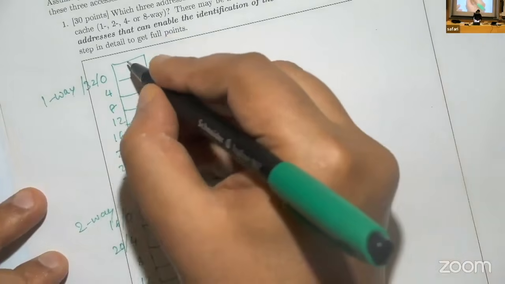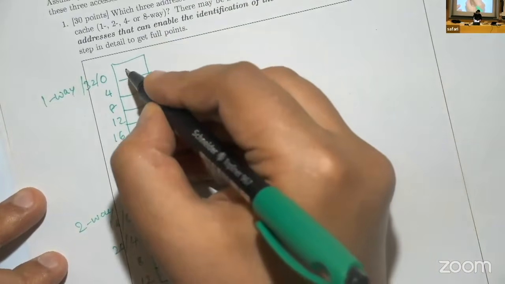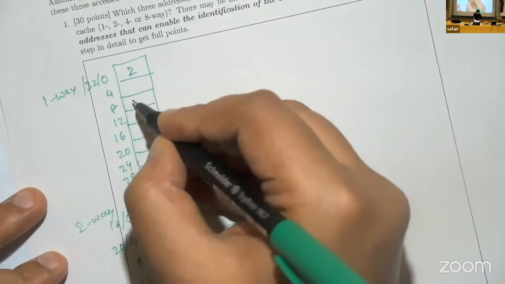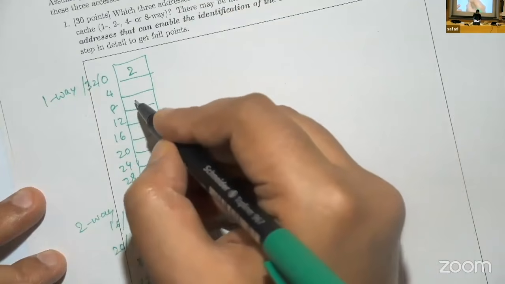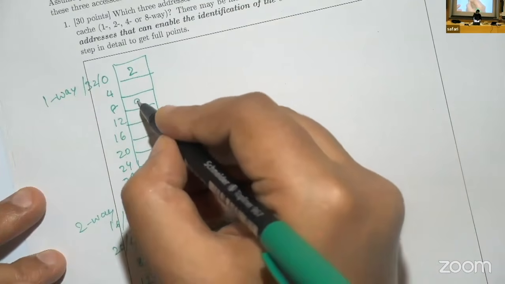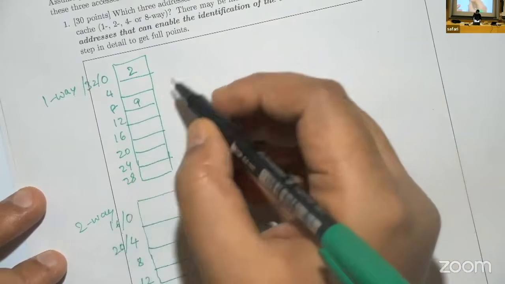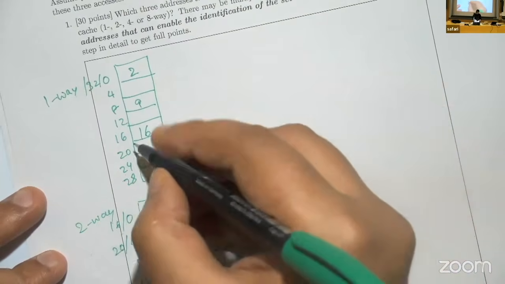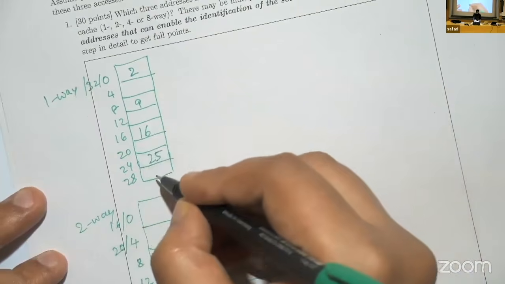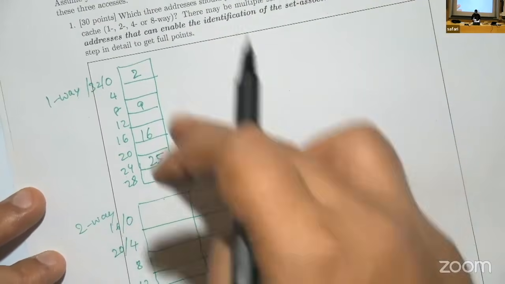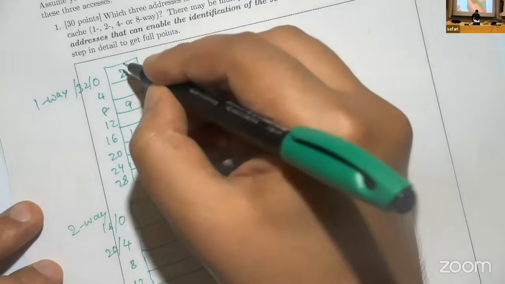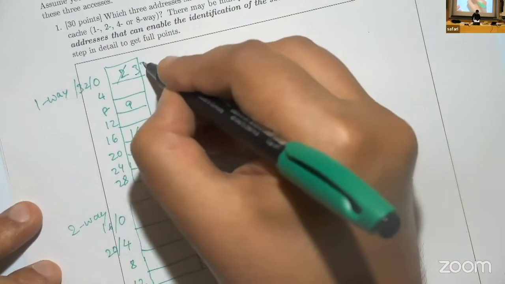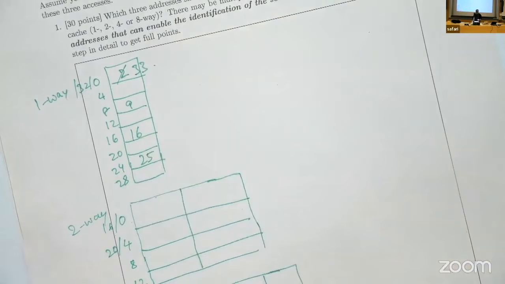So you have 2 which falls into the first block. So you have 2 here. Then 9 which is in block 3, whose starting address is 8. So you can store it here. And then 16, 25, and then 33, which again can be stored only in the first block. So we need to replace that, and so I'll strike it and make it 33.